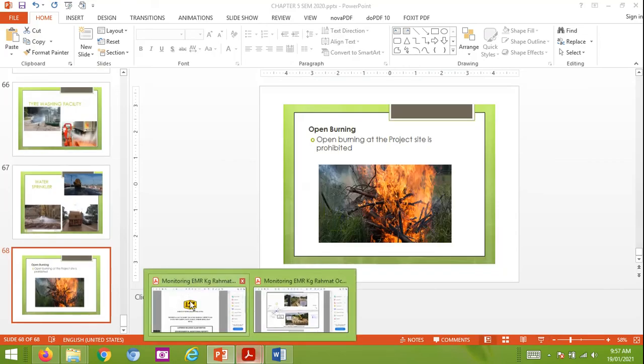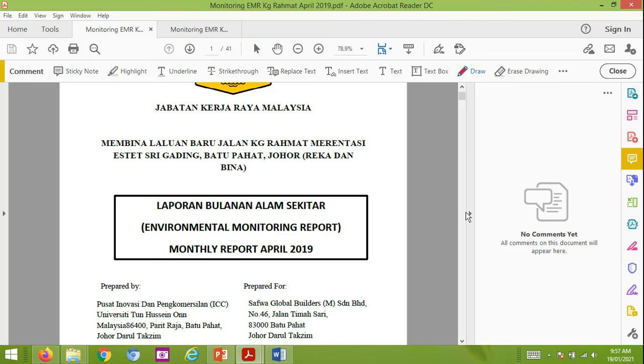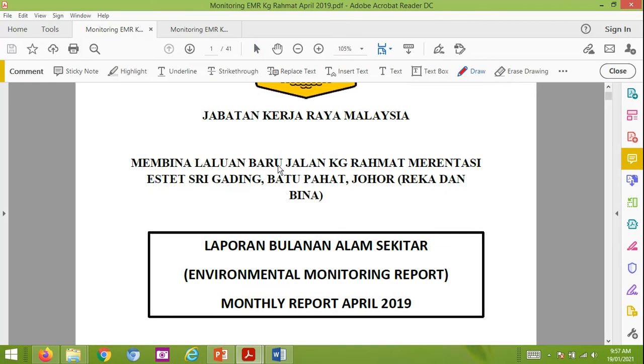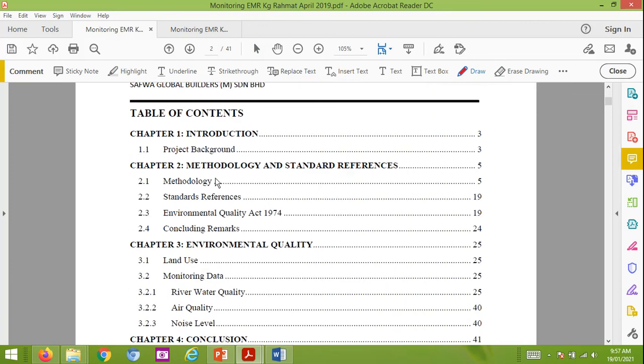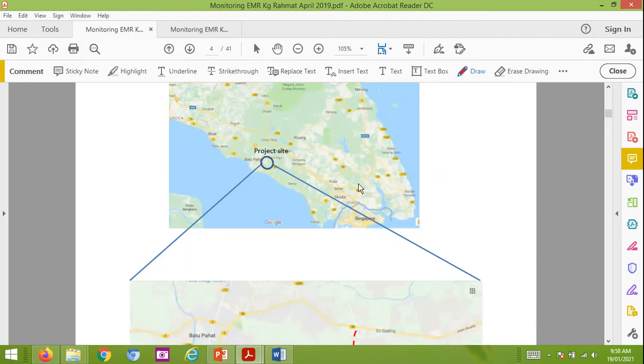So this is the example report for the monitoring. This is from a consultant that I know, conducted to monitor a new road construction. For me, they have the basic monitoring: river water quality, or water quality, air quality and noise level. Okay, the three types of pollution that we measure during the construction activity.